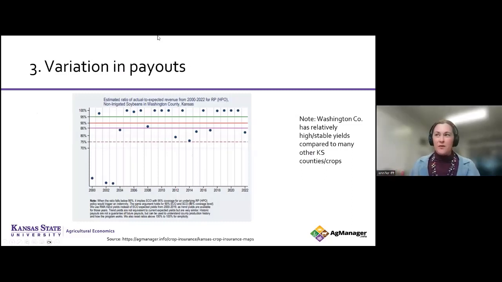But if you're choosing to go this route, there's quite a bit of variation in payouts over time, and you can go a couple years without a payout. We have examples of that on Ag Manager, on the crop insurance maps page, where we look at the ratio of actual to expected revenue for counties going back to 2000. This example is for non-irrigated soybeans in Washington County. These years that were above 95% are years that actual revenue was at least 95% or over 100% of what was expected.